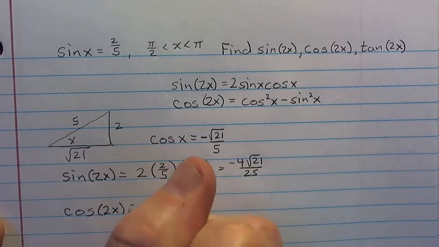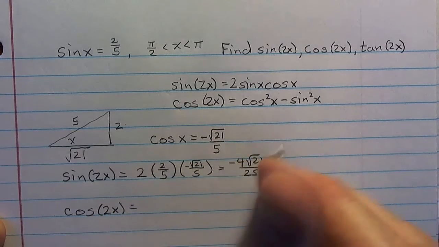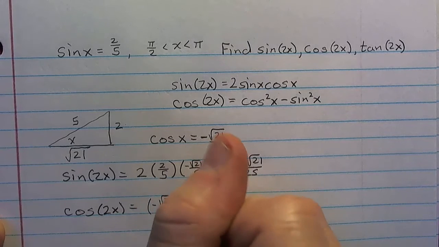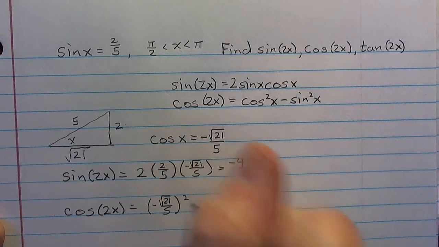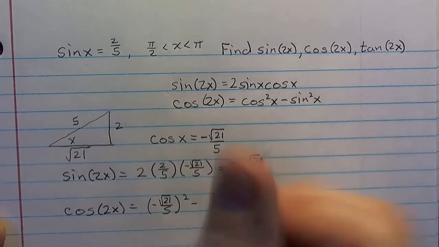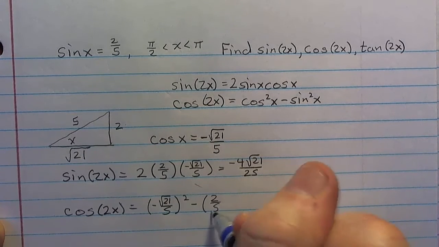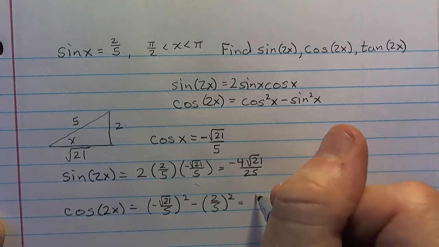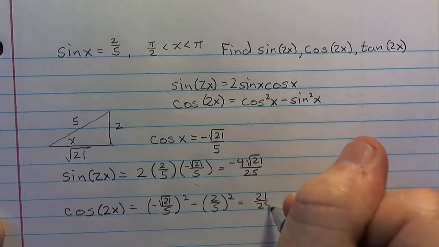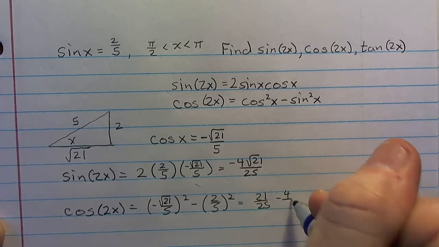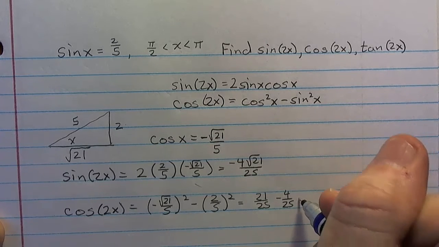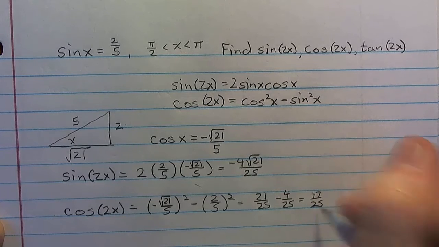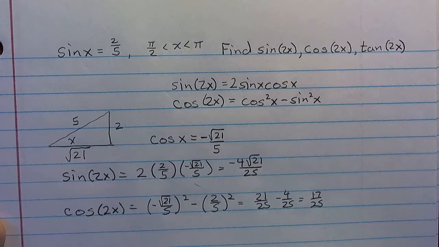Cosine 2x is equal to cosine squared, so that's negative square root of 21 over 5, squared, minus 2/5 squared. Okay, so let's see here. That's 21/25 minus 4/25. And I believe that will be 17/25. Yeah, there we have it.